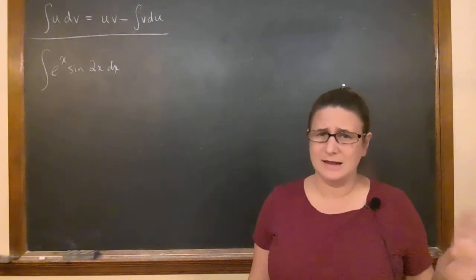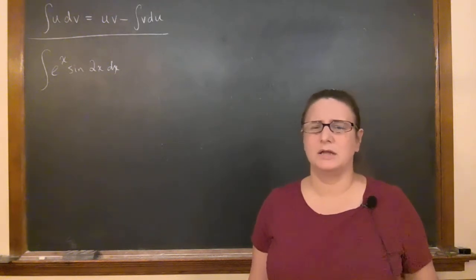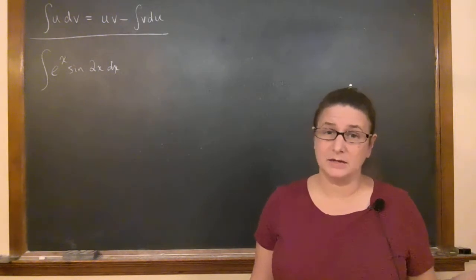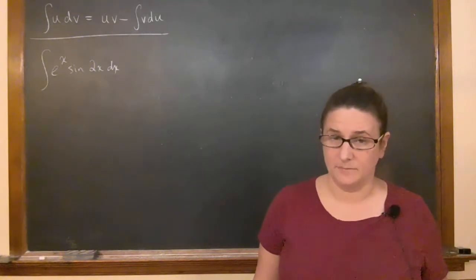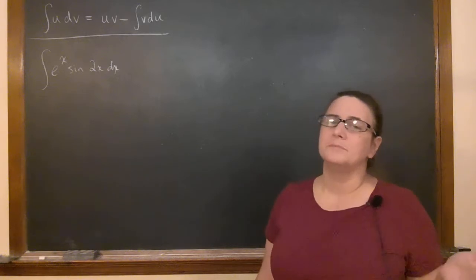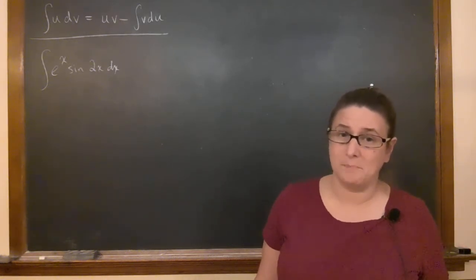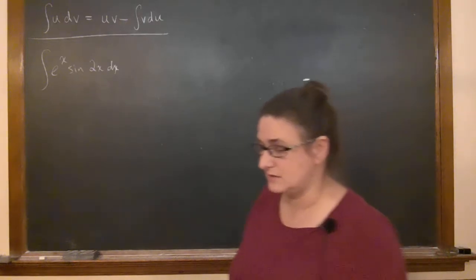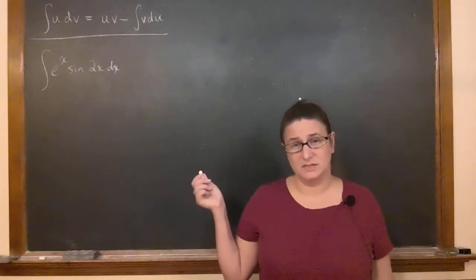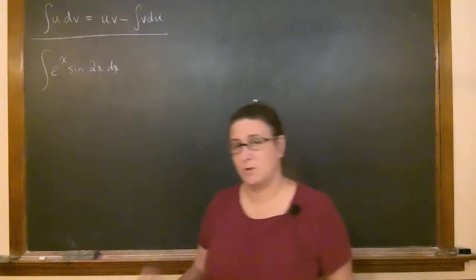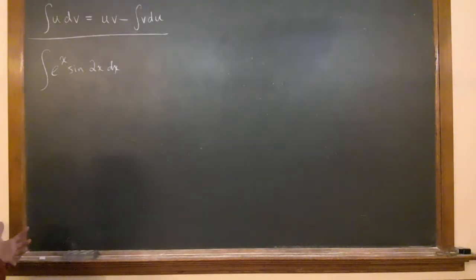Anything that's e to the ax sine bx or e to the ax cosine bx is going to be this mess that we're going to do this time. Occasionally they show up, so it's good to have this in your back pocket. Remember what to do if something like this happens. But it's really only ones of this form where this is going to happen. So with that, let's go ahead and start.